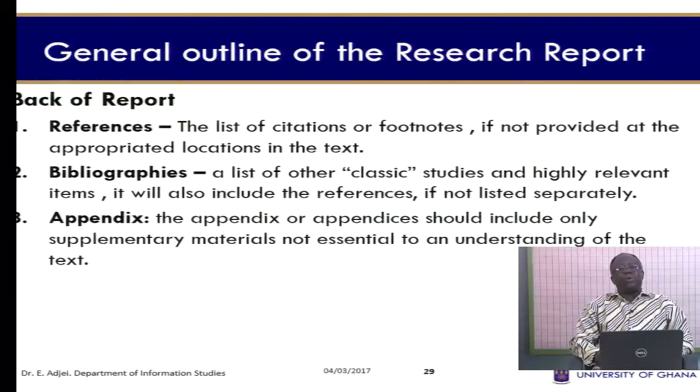And then we have what we call the back of the report. When you have summed up everything, the next thing to do is to acknowledge all the sources where you have borrowed ideas from. This is very important. All the books, the journals, primary sources, secondary sources that you have borrowed ideas from, it is important that you acknowledge the sources, and you do that in the references. And then also you provide a bibliography if necessary. But once you have provided the references, there's no need for a bibliography.